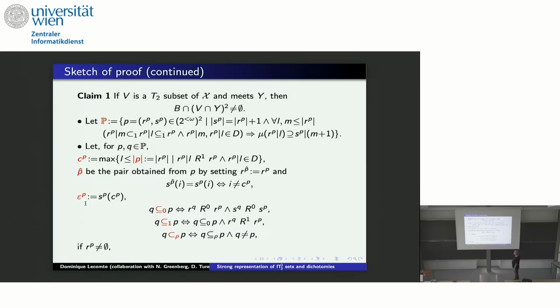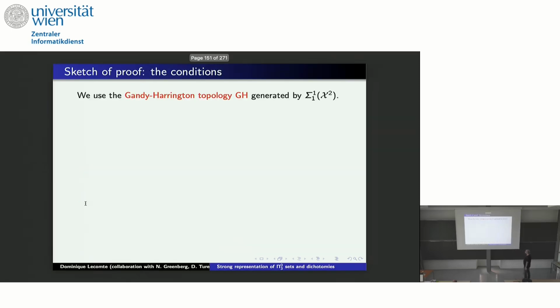Last thing, if Rp is non-empty, we had a notion of predecessor for finite sequences, but we also have notions of predecessor for pairs. And this is the natural definition. It's the row predecessor of P, the longest pair which is strictly row before P. So now we are ready to state the condition, essentially, of the construction.